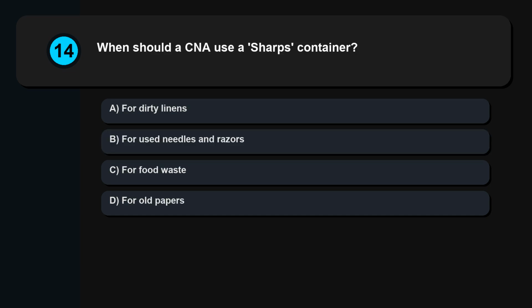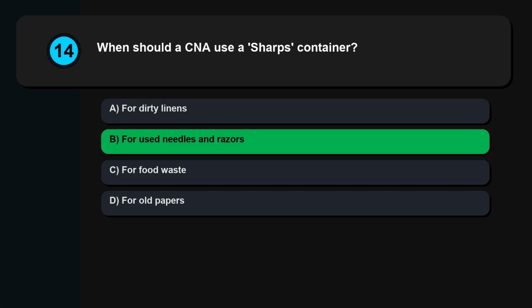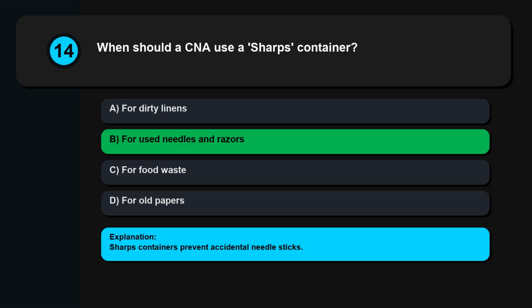Question 14. When should a CNA use a sharps container? For dirty linens. For used needles and razors. For food waste. For old papers. Sharps containers prevent accidental needle sticks.